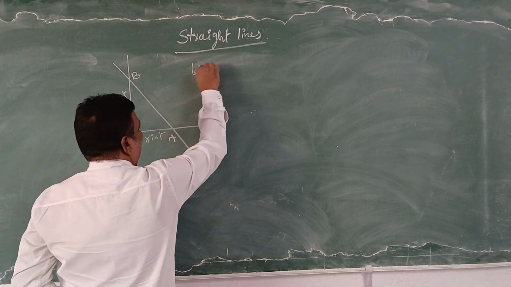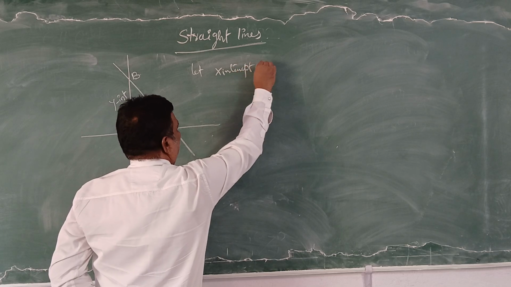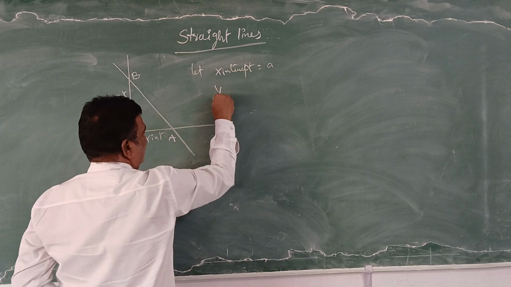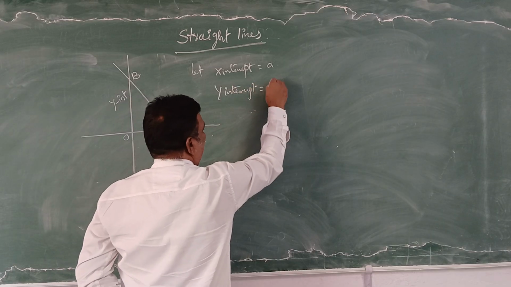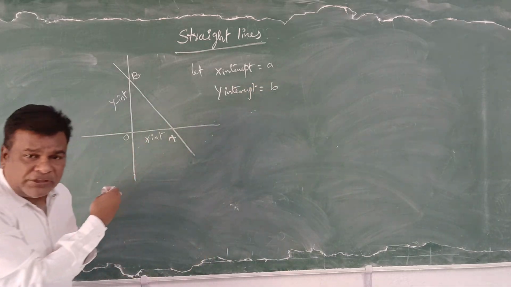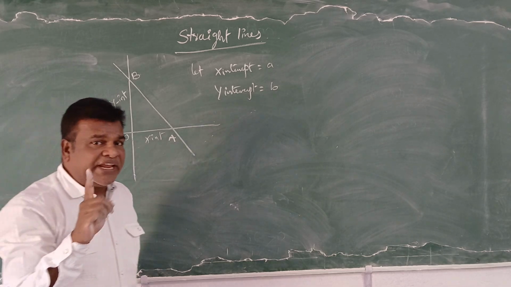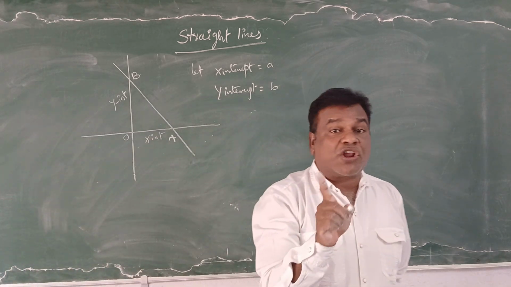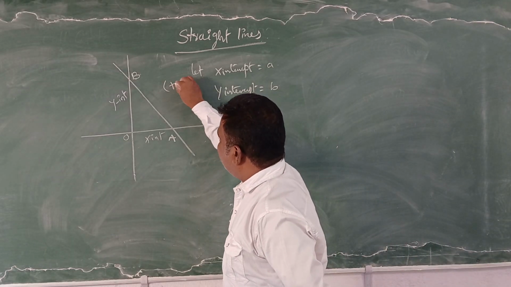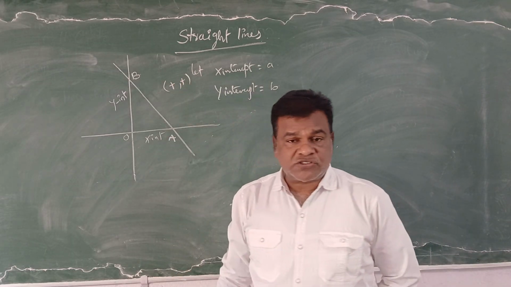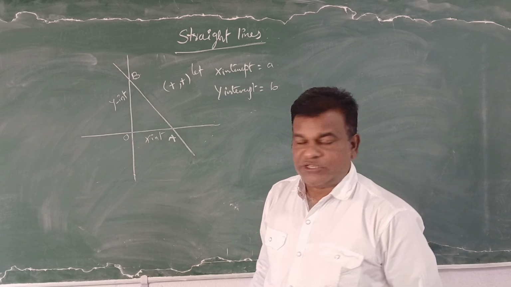See, let the x-intercept be taken as A, the y-intercept be taken as B. So I draw this diagram in the first quadrant. Don't think that intercepts are always positive. Why? Because in the first quadrant x is positive, y is also positive.